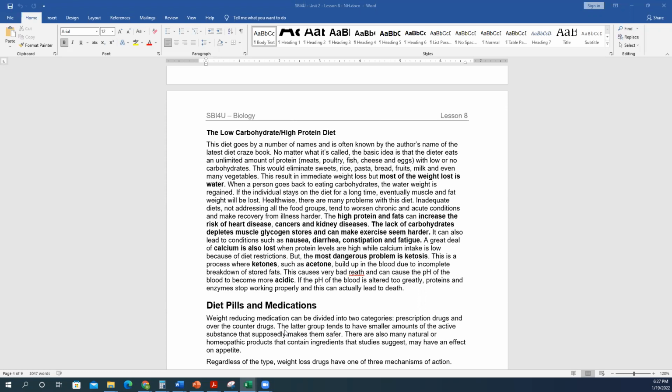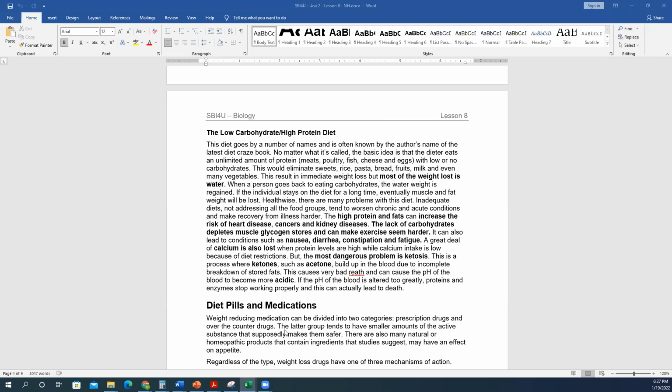So the other issue is that a great deal of calcium is lost in this type of diet, because your protein levels are high because you're eating lots of protein, but your calcium intake is low because of your dietary restrictions. You're not eating the right vegetables, you're not consuming the right amount of milk or dairy that typically comes with carbohydrates and calcium.